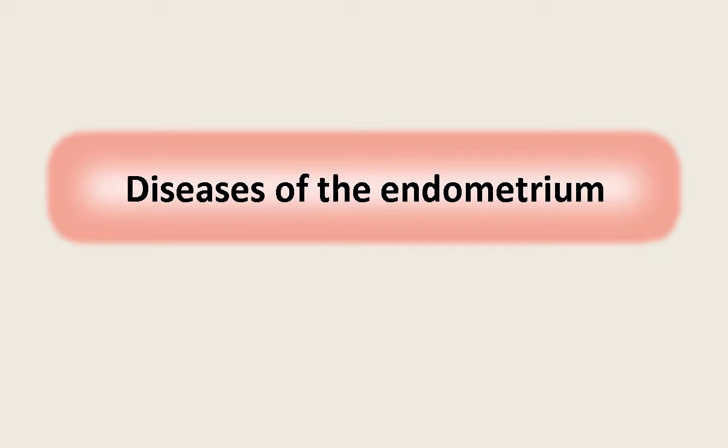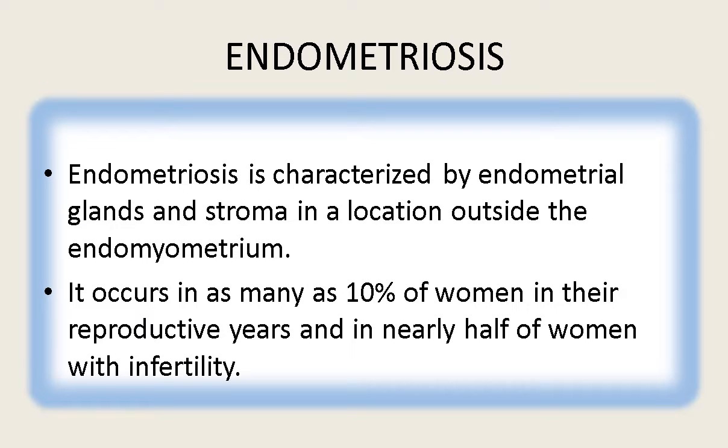Starting with the diseases of the endometrium, endometriosis is characterized by endometrial glands and stroma in a location outside the endometrium. It is different from adenomyosis, which is the presence of endometrial glands higher up within the myometrium.